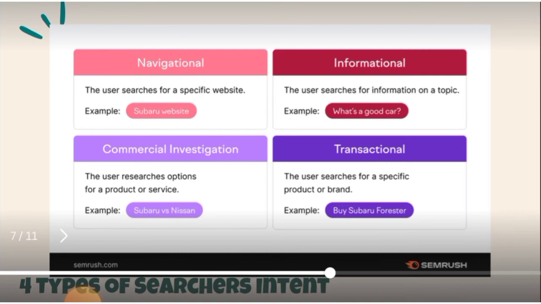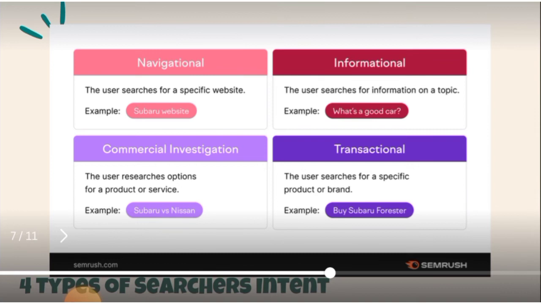The reason why somebody will ask a question on Google that is navigational will not be the reason why somebody will ask a question that is transactional. So you have to understand your searcher's intent when you start writing a blog post, an article, or any SEO content writing at all on the web. Now the navigational: the user searches for a specific website. So let's say Subaru website. That's an example there. The person wants Google to take him to a particular place.